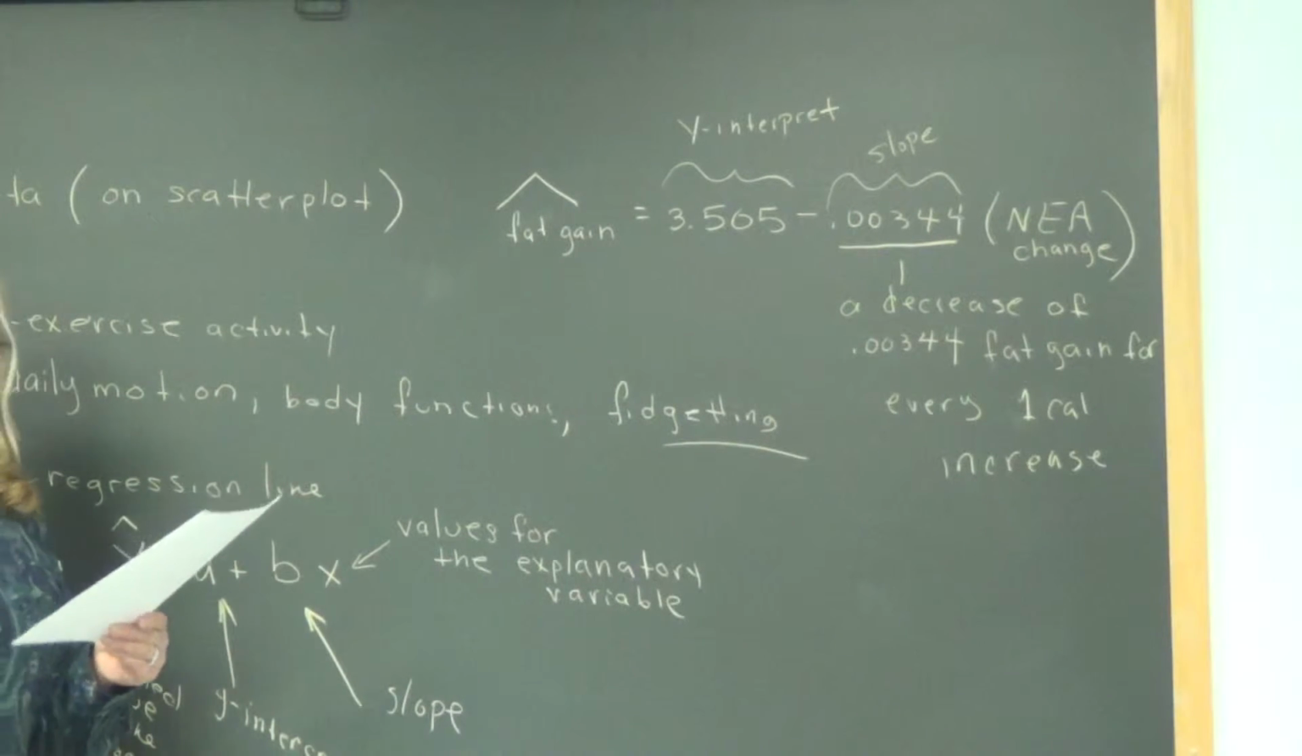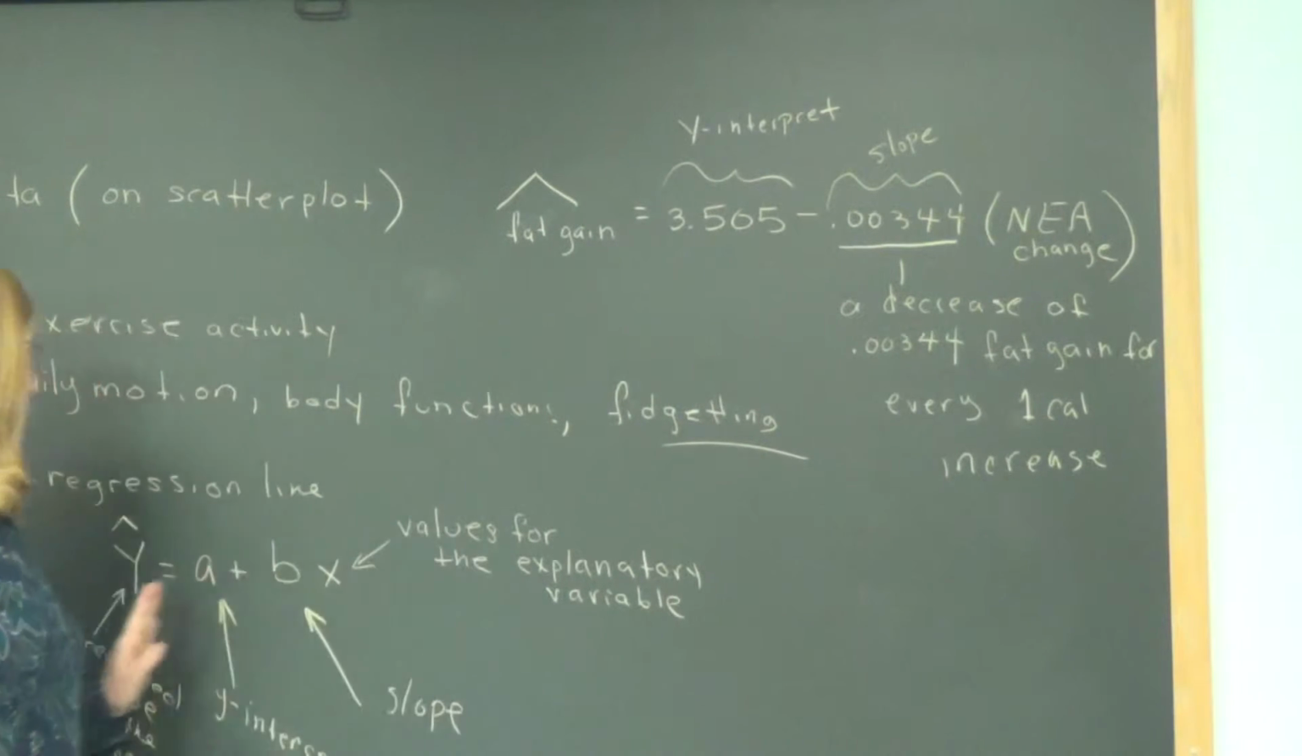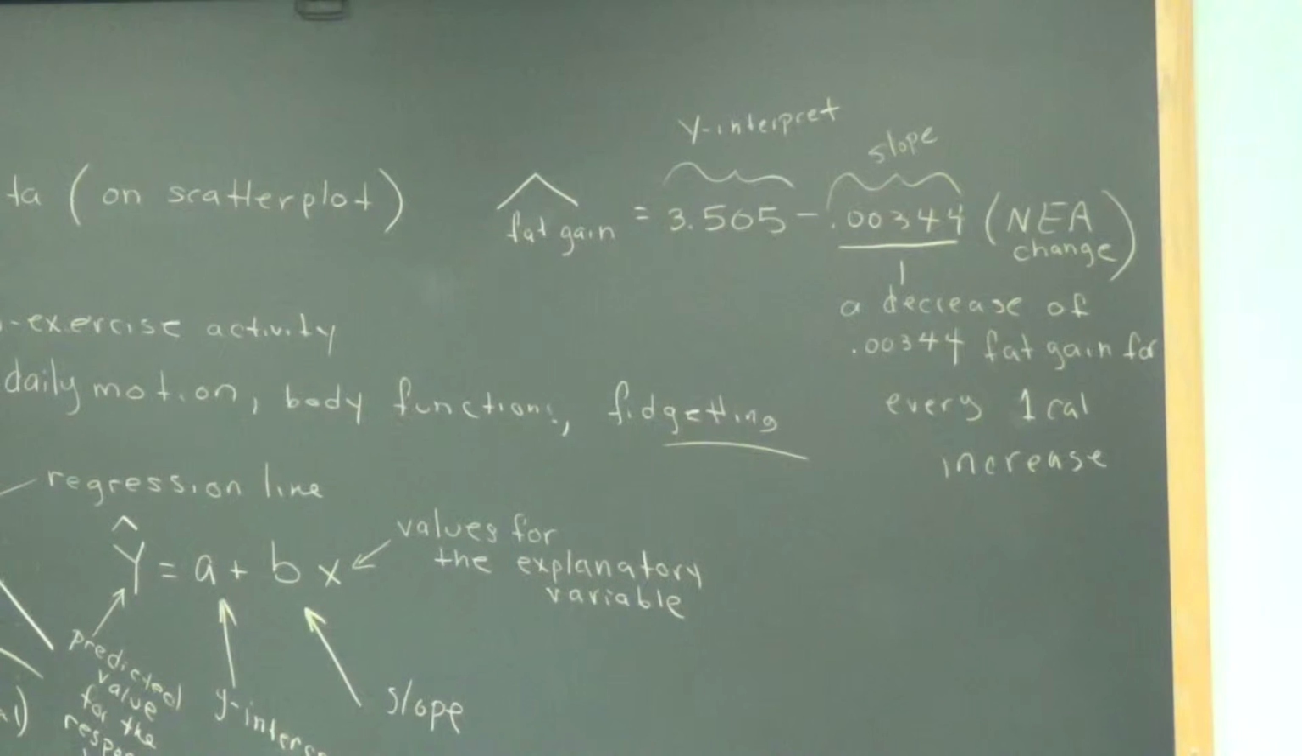What's happening at 0 on this axis here? The non-exercise activity is at 0. Right, so there is no non-exercise activity, and if someone didn't fidget, or didn't move around, or didn't have body functions, what would their weight gain be after being overfed for 8 weeks? How do they have negative non-exercise activities?